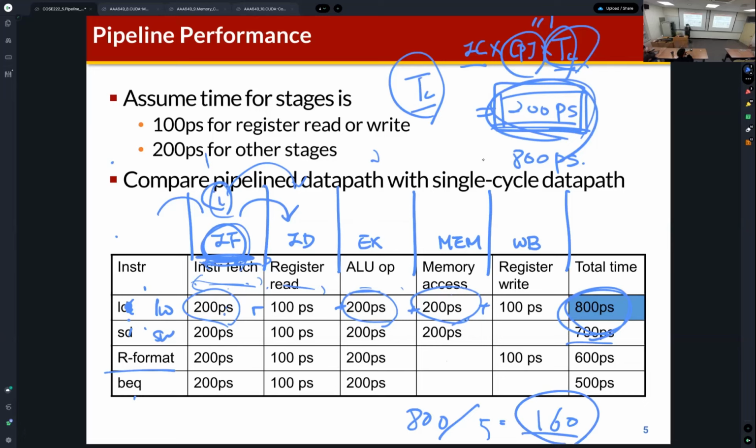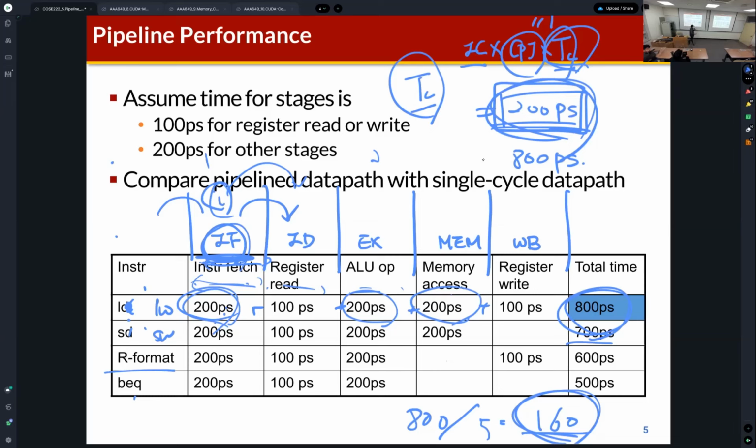So if the hardware delay, the delay of the data path, is well balanced for each step, then each stage will have the same hardware delay. In this case, the delay should be 160 picoseconds. But as you can see, the delay is not well balanced for this example. The longest delay is 200 picoseconds.